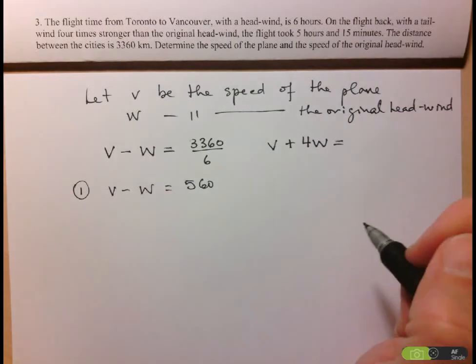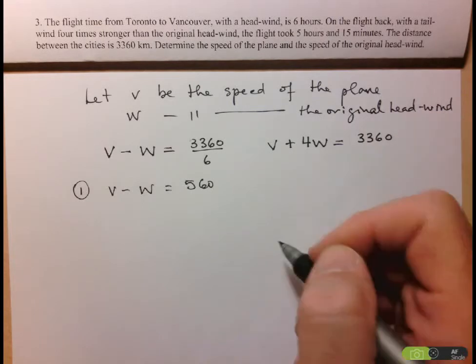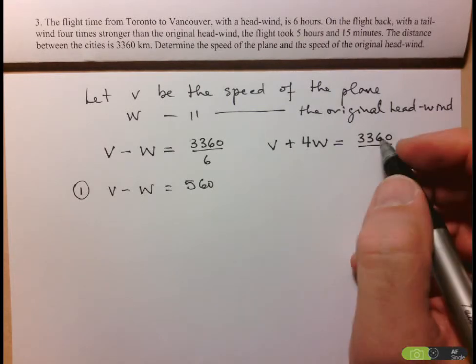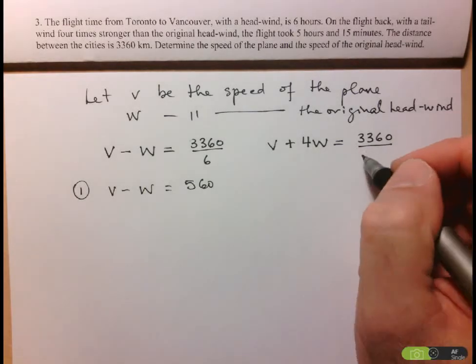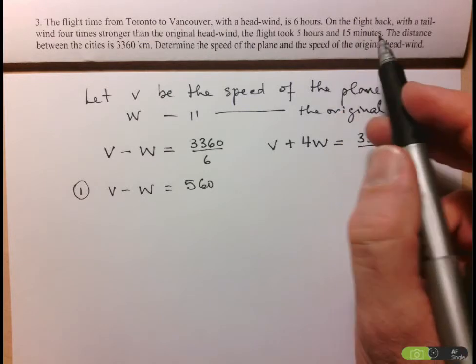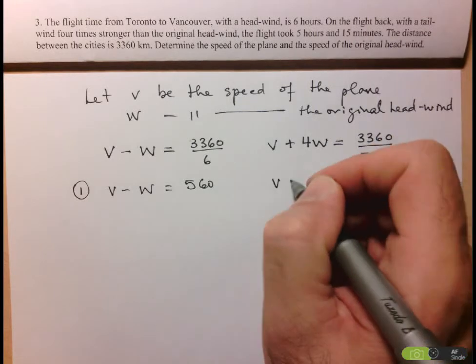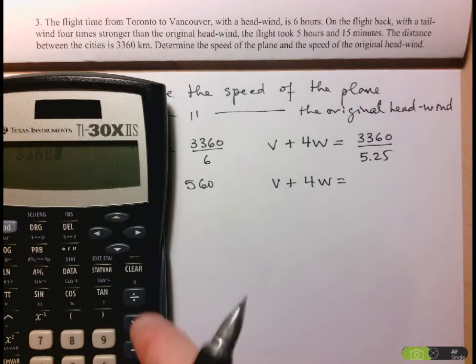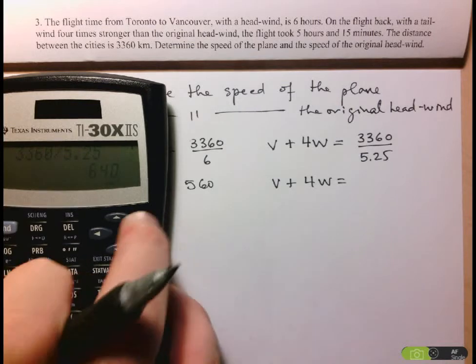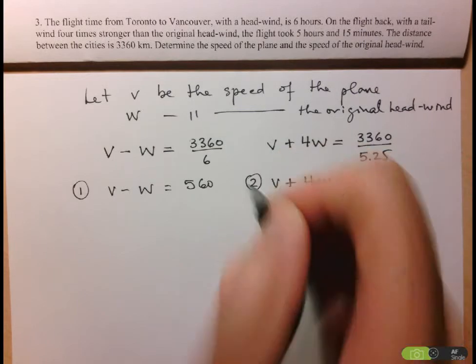And here, let's calculate what that final speed is going to be. Well, I have the same distance that's going to be traveled. However, here it's going to take, not surprisingly, less time since the speed is being increased. And here it's going to be 5 hours and 15 minutes. So 15 minutes is a quarter of an hour, so that'll be 5.25. So v plus 4w is equal to, and let's just calculate that, 3,360 divided by 5.25 is equal to 640 kilometers per hour. Okay, and this will be our second equation.